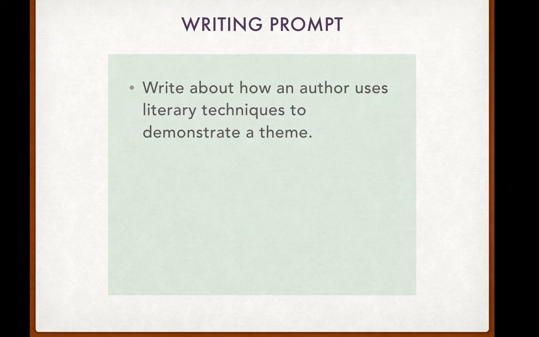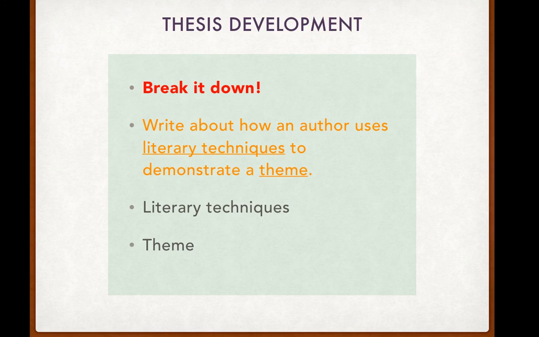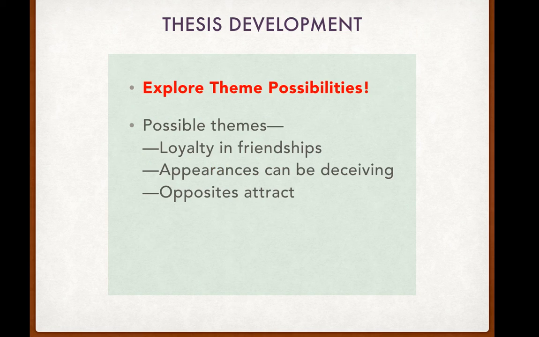So I was given the writing prompt, write about how an author uses literary techniques to demonstrate a theme. The first step is to break it down. What am I being asked to do? I'm being asked to write about literary techniques and theme. So then I need to explore the possibilities since I was given more options there.